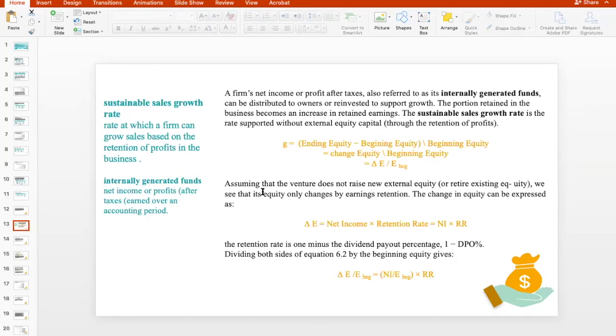Now, assuming that the venture does not raise new external equity, which means that the firm cannot issue new shares, we see that its equity only changes by earnings retention. If the company cannot increase capital by issuing new shares or bringing in new shareholders, the only way to raise its equity is to retain profits and add them to capital. So any change in equity can be expressed as delta E equals the net income times the retention rate.